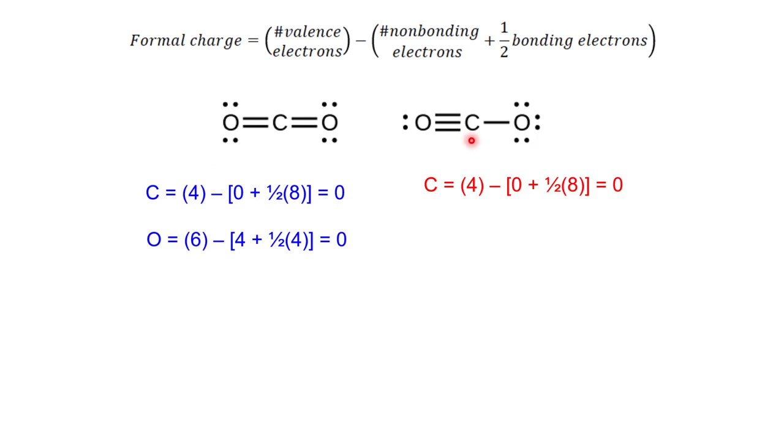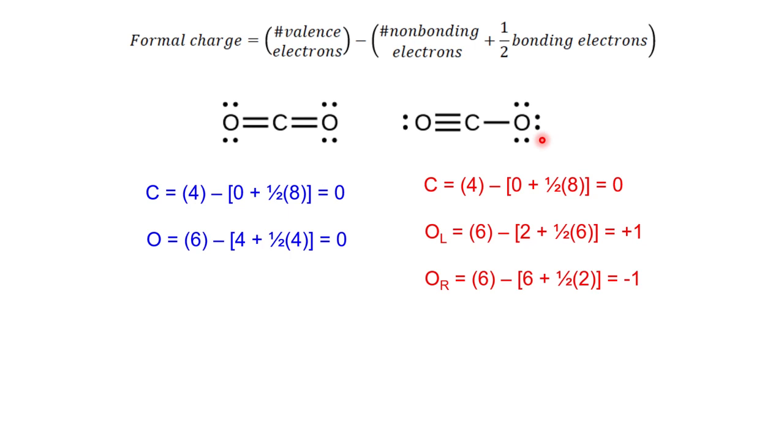So our carbon still has 4. It has no non-bonding electrons, and it still has 8 bonding electrons divided by 2, so that's 4. So 4 minus 4 is 0. Okay, so our carbon is still at 0. But let's take a look at our oxygen. The oxygen on the left has 6 valence electrons, and it only has 2 non-bonding electrons, and it has 6 bonding electrons, and 6 divided by 2 is 3. So our total formal charge on this guy is +1.